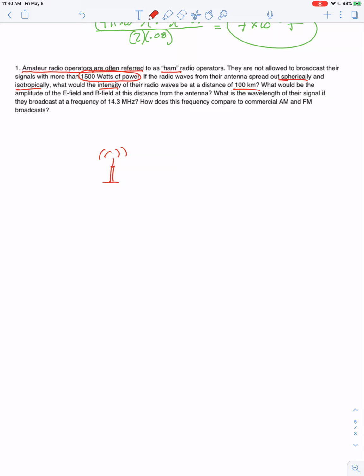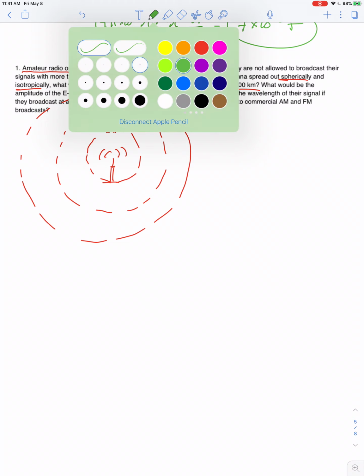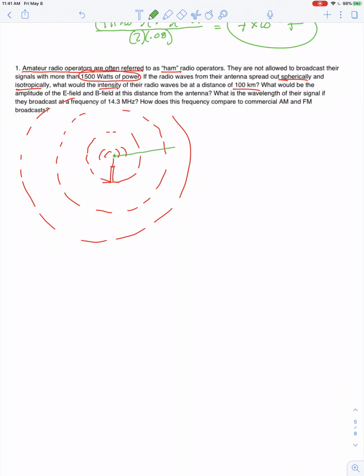So here's their radio antenna. Electromagnetic radiation spreads out spherically, so we can draw spheres of different radius. And if we imagine out at a distance of r equals 100 kilometers, or 1 times 10 to the 5th meters, then what's the intensity at that location, assuming that the power is the maximum power of 1,500 watts?